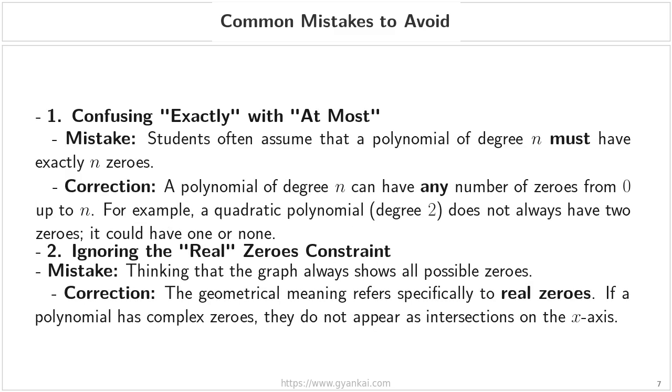Second, there is the mistake of ignoring the real zeros constraint. Some students mistakenly believe that the graph will always reveal every single possible zero of the polynomial. However, we must be precise. The geometric interpretation we are discussing refers specifically to real zeros. As we touched upon briefly in our previous examples, if a polynomial possesses complex or imaginary zeros, those values will not appear as intersections on the x-axis. When you are looking at a graph, you are only seeing the real-valued solutions.